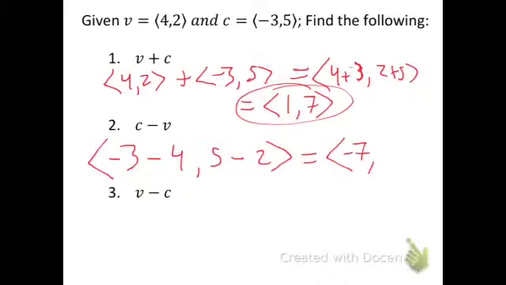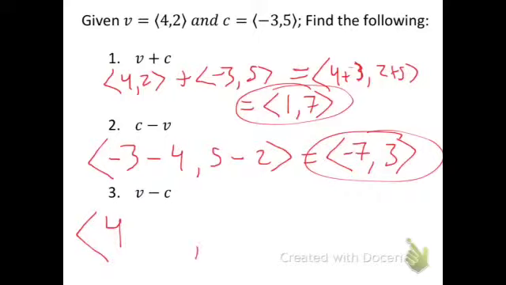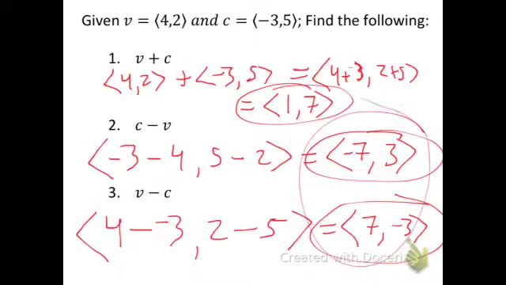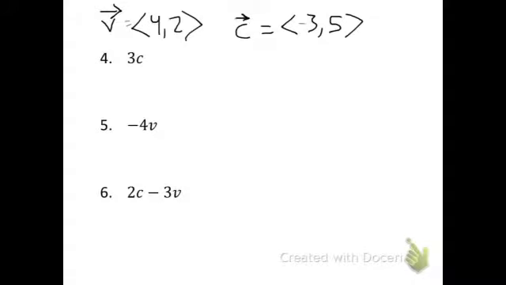That's c minus v. If you want to do v minus c, start with your components for v, 4 and 2. And then you subtract off the components for c, which are negative 3 and 5. And when you do that, 4 minus negative 3 is 7. And 2 minus 5 is negative 3. And that's your resulting vector. Notice how these are just opposites of each other, and that makes sense because you just switch the order of the subtraction.